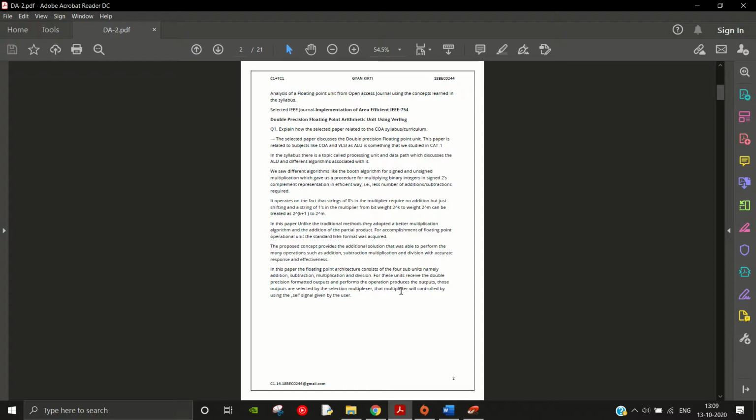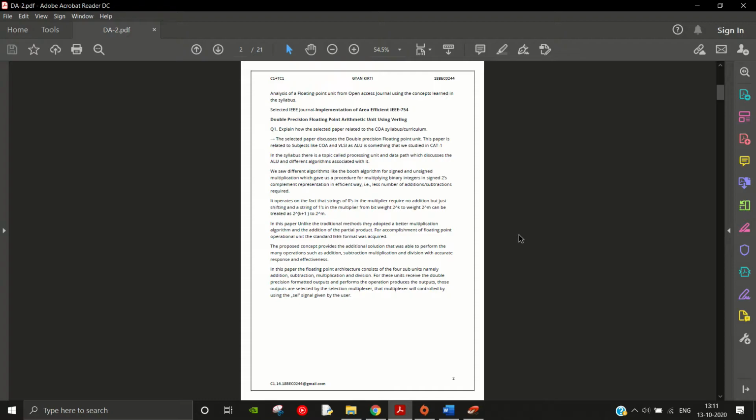It operates on the fact that the string of zeros in the multiplier require no addition but just shifting, and a string of ones in the multiplier from bit weight 2^k to weight 2^m can be treated as 2^(k+1) to 2^m. So in this method, unlike the traditional methods, they adopted a better multiplication algorithm and the addition of a partial product. The proposed concept provides the additional solution that was able to perform many operations such as addition, subtraction, multiplication and division with accurate response and effectiveness.